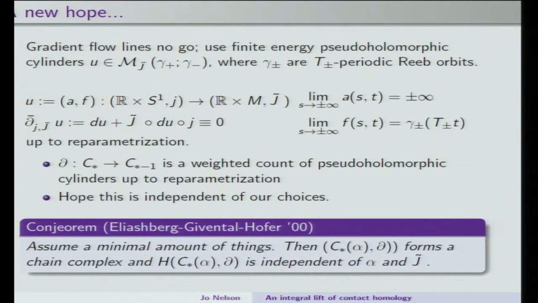So Eliashberg, Givental, and Hofer conjectured that this should be true, if you assume it's a conjecture. It's when it takes you 100 pages to write down a conjecture. You want to assume a minimal amount of things, and then the claim is that this procedure gives you a chain complex, and the homology is independent of alpha and J, and Helmut's polyfolds will upgrade this to be a real theorem soon.